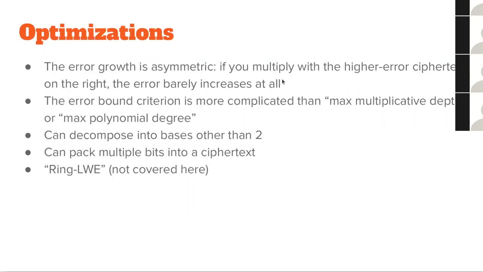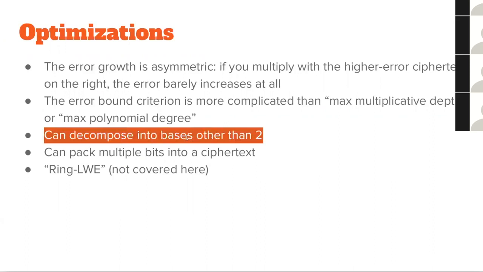Whereas in tensor FHE, you don't really have this property, the errors kind of just multiply. Here, if you want to perform some kind of operation, it actually makes sense to perform that operation asymmetrically. So say if you want to do a bunch of additions, then you just fold them all into the same sum, one after the other. The error bounds criterion becomes more complicated. So it's not just max multiplicative depth, it's not just max polynomial degree. It becomes this weird complicated thing.